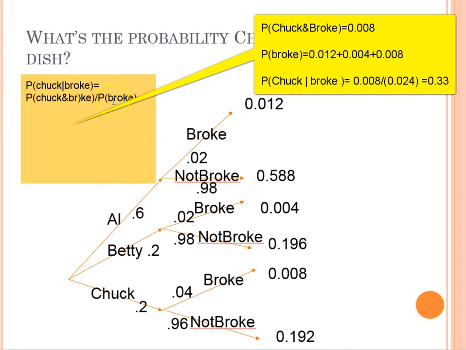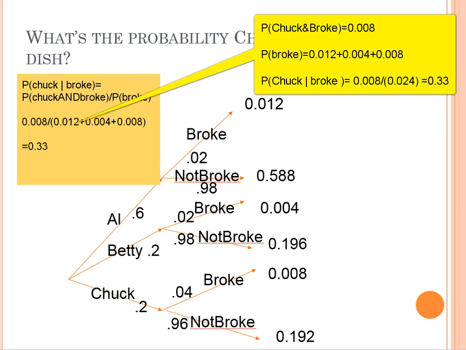And we're going to divide that by all the ways that the dish could have gotten broken. So Al could have broken the dish, and the probability of that is 0.012. Betty could have broken the dish at a probability of 0.004, and Chuck could have broken the dish, 0.008. So the bottom three numbers represent all the ways the dish could have gotten broken, and the numerator is just Chuck breaking the dish. And so that's going to give us our final probability of 0.33.